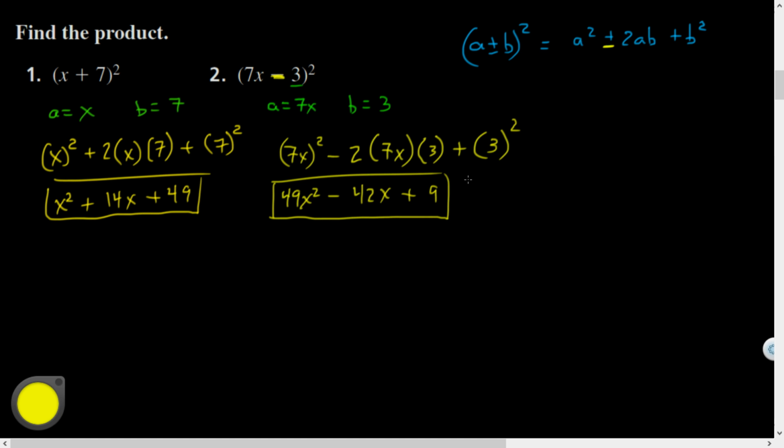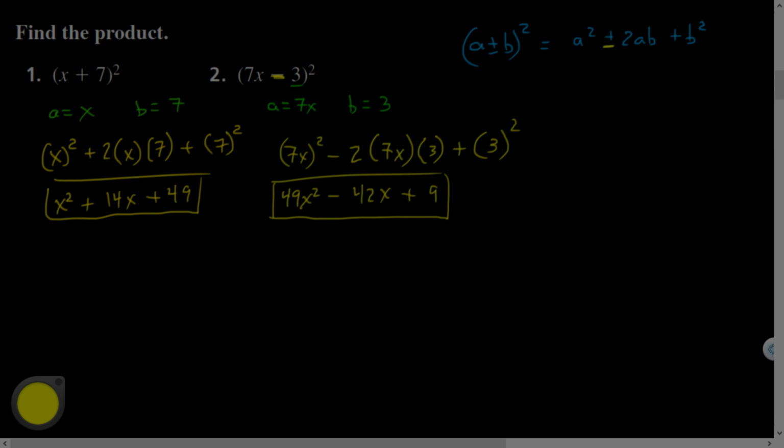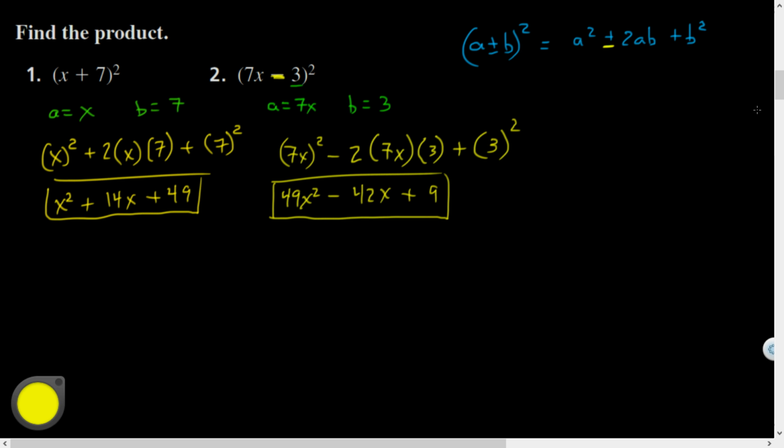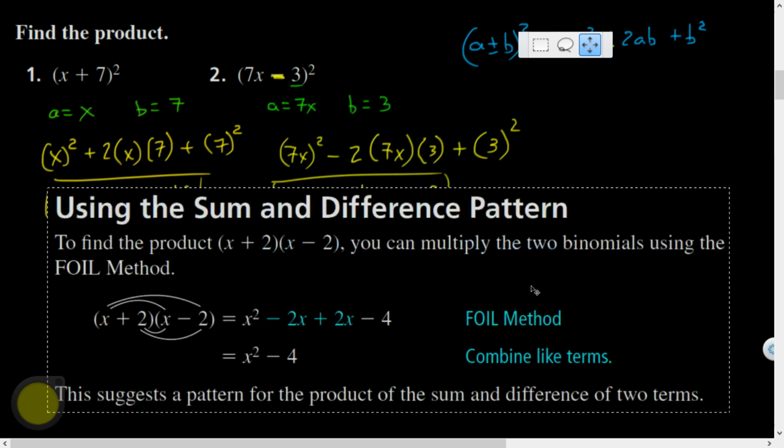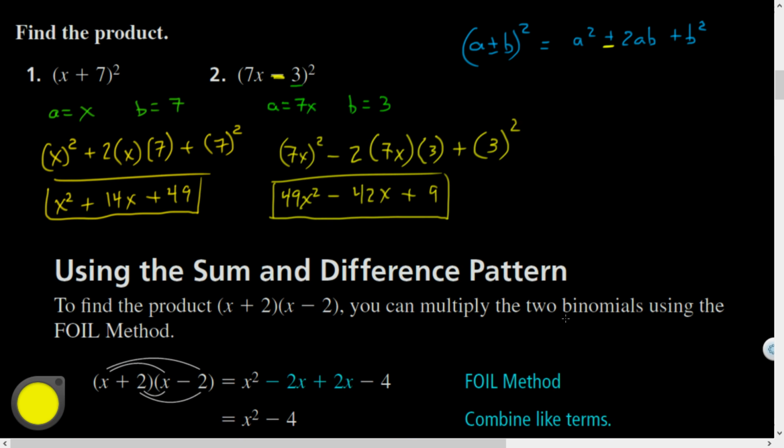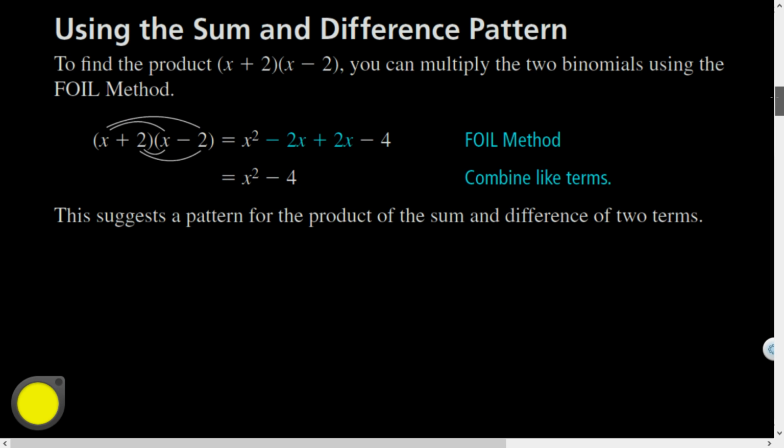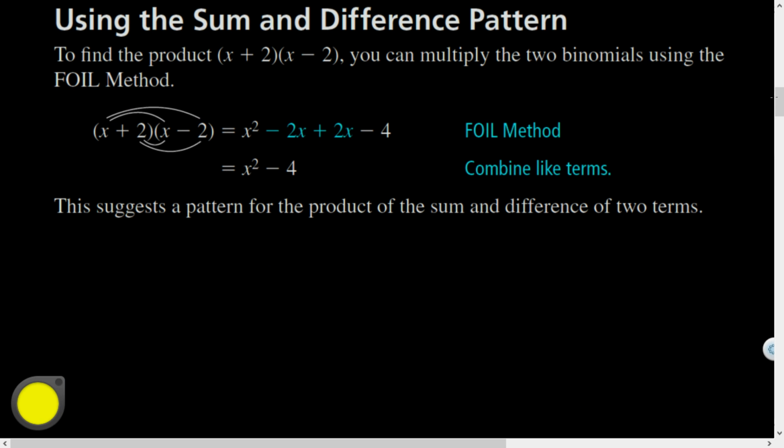So this is the first pattern. Okay? The first pattern. The next pattern is actually even easier. It's called the sum and difference pattern, for obvious reasons. All right. It says find the product of x plus 2 times x minus 2.